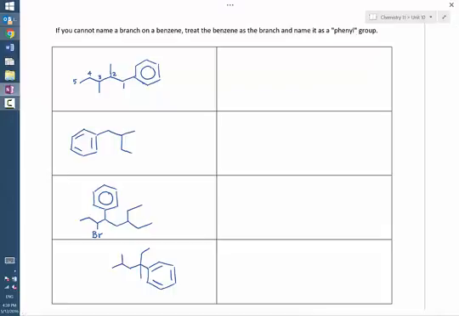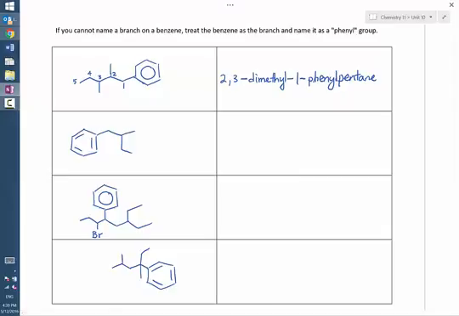Alright, so we got methyl groups and the phenyl group. M comes before P, so we are going to name the methyl groups first. We have 2, 3 dimethyl, 1 phenyl, and then we finish it with pentane. Looks like my pen is running out of batteries here.